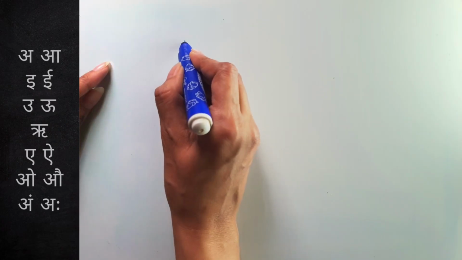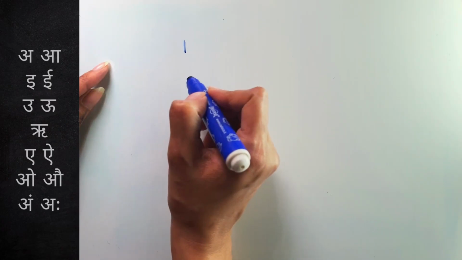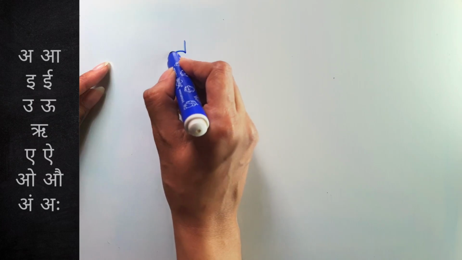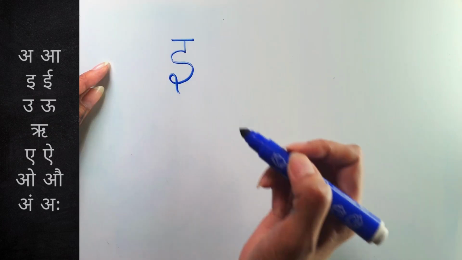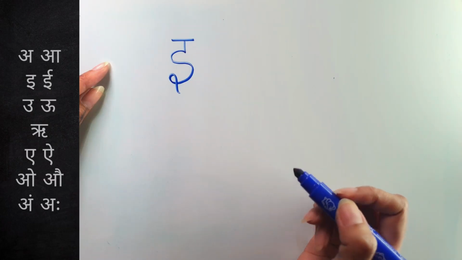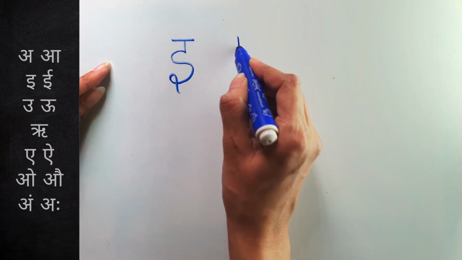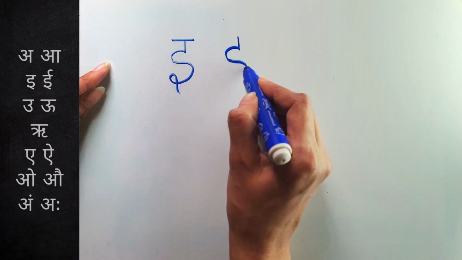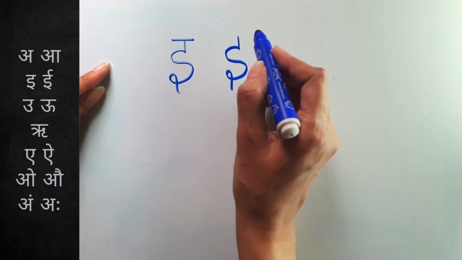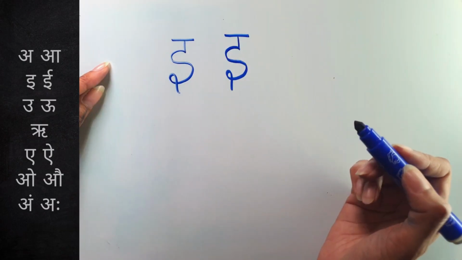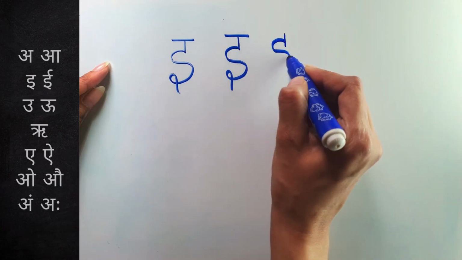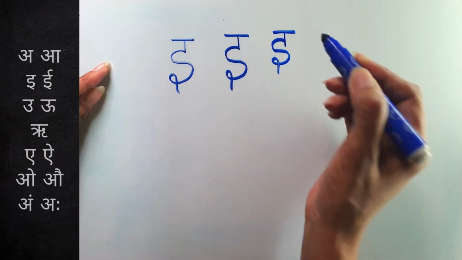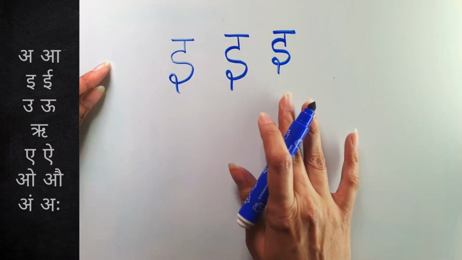So you start with a small vertical line and then sort of an S, and then make a loop at the end. That is E. Okay, like that, E. This is in sit, bit.